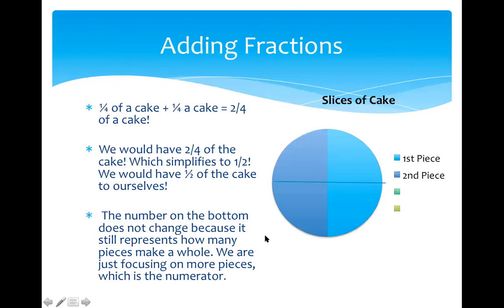And because we were given another quarter, it equals 2 out of 4. So 2 quarters equal a half. So you can see, I know I simplified it, but the number on the bottom does not change because it still represents how many pieces make a whole, which is 4. So we're focusing more on the top pieces, which is the numerator, and adding to those.